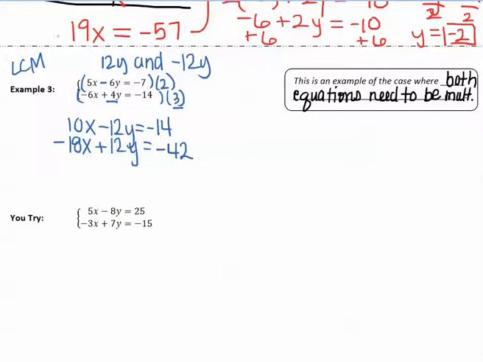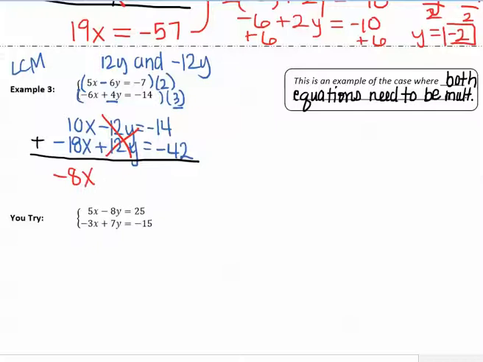Okay, let's add our equations together. The y variables are now going to cancel. That's what I was trying to achieve, and I did that. So negative 8x is equal to negative 56. If I divide both sides by negative 8, we get x is equal to 7. And then the rest of the procedure is the same. We plug it in to get the other variable.